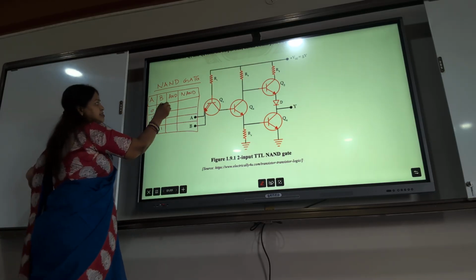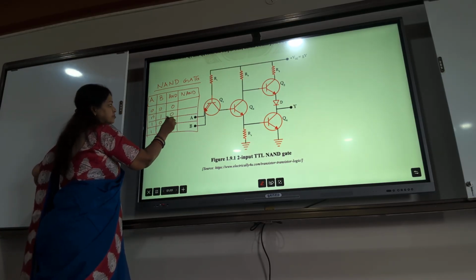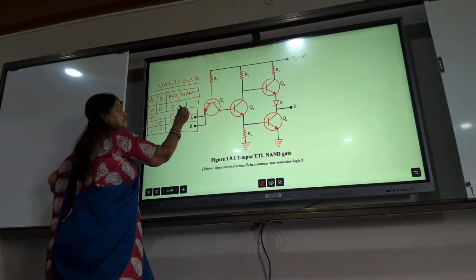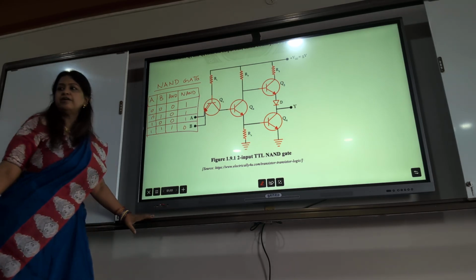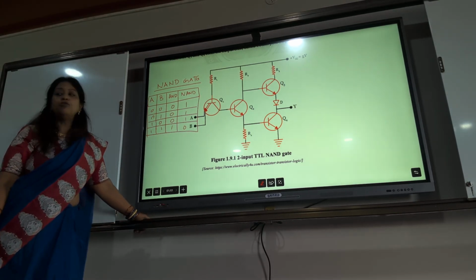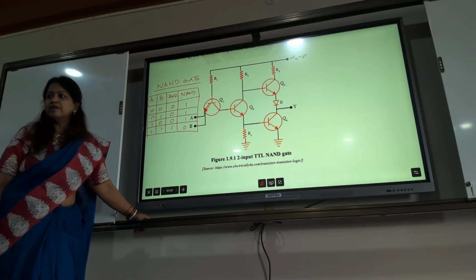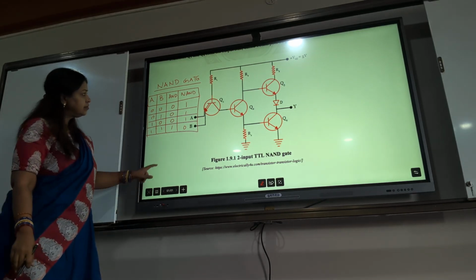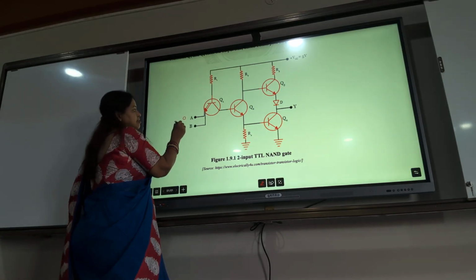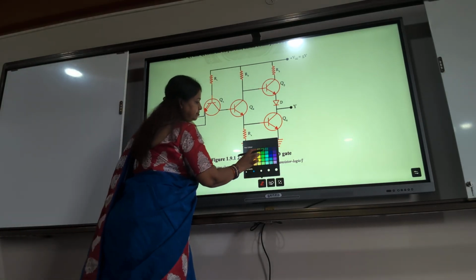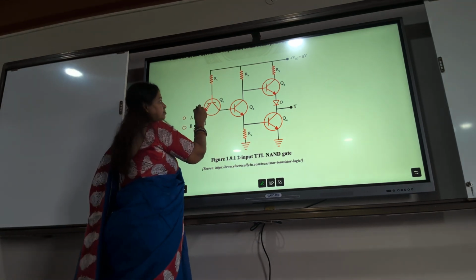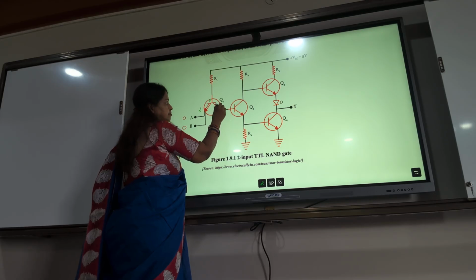So what is 0 and 0? And what about the NAND gate? This is what we should take. When both the inputs are 1, the output should be 0. And in all other cases it should be 1. Okay. Now you start giving the input. Suppose I give 0, 0. What level is it? What is this transistor?